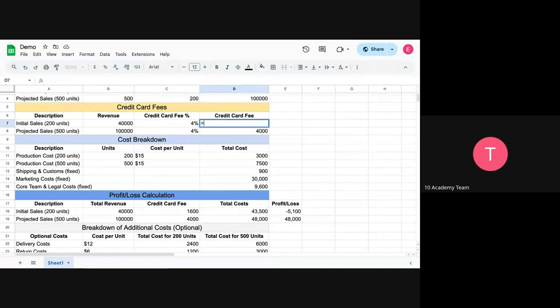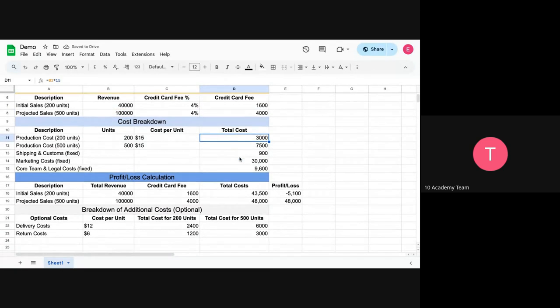Let me write it again. We have the equal sign, which is the beginning of every Google Sheet function, and I'm going to click this one, then multiplication, and then 0.04, which is the percentage. If I click enter, it gives me the result. This is calculated the same way as before, which is B8, and then D4. B8 and D4 are the same, so you can use either B8 or D4.